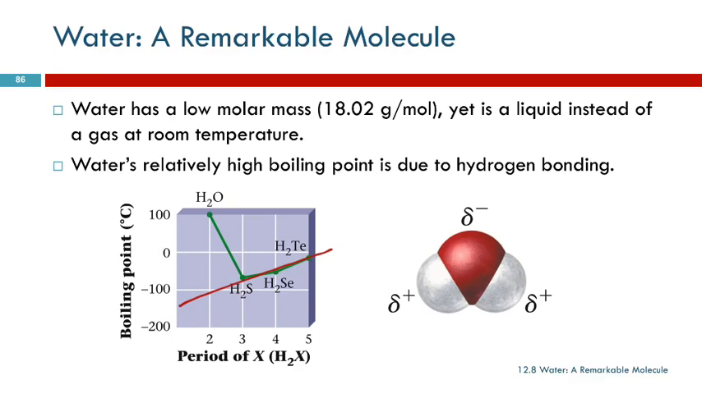H2S, H2Se, H2Te, those are all polar molecules. You draw the Lewis structures, the central atom has lone pairs. They are polar. But can they do hydrogen bonding? Nope. Only oxygen. We don't have nitrogen or fluorine in there. This huge difference is due to hydrogen bonding.